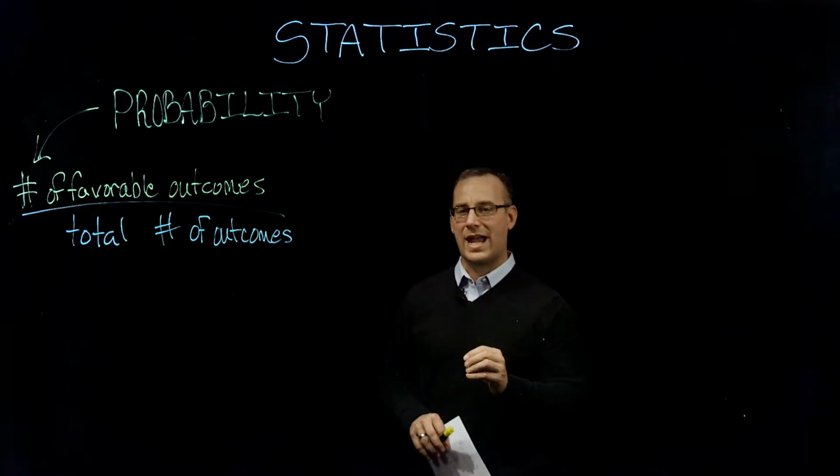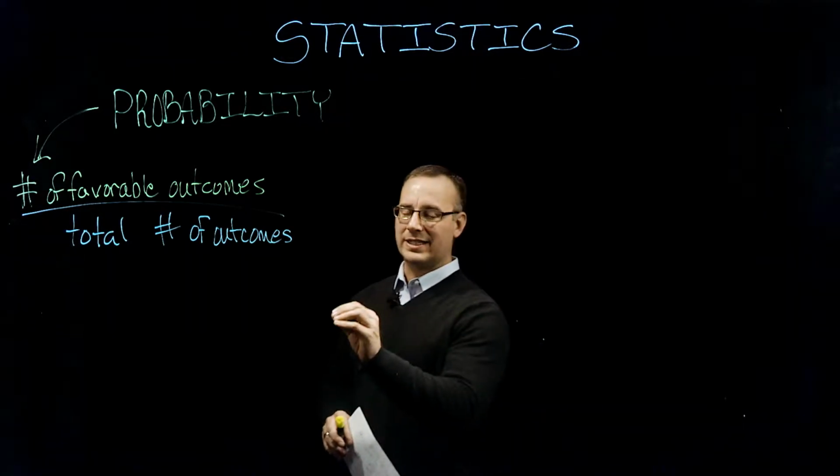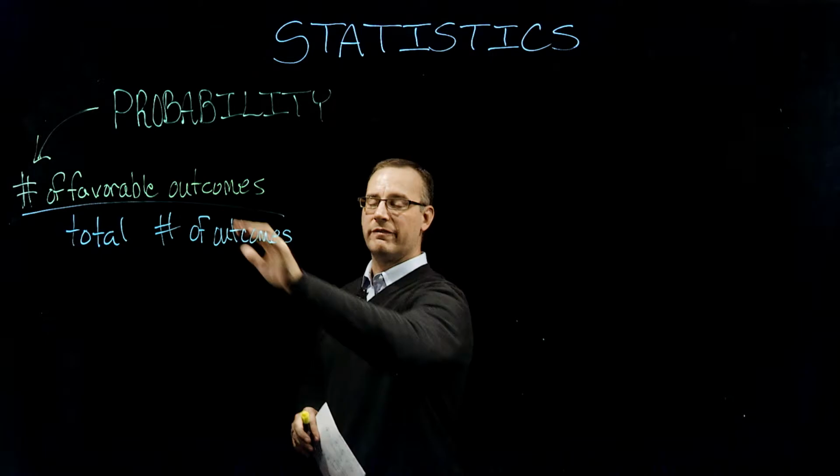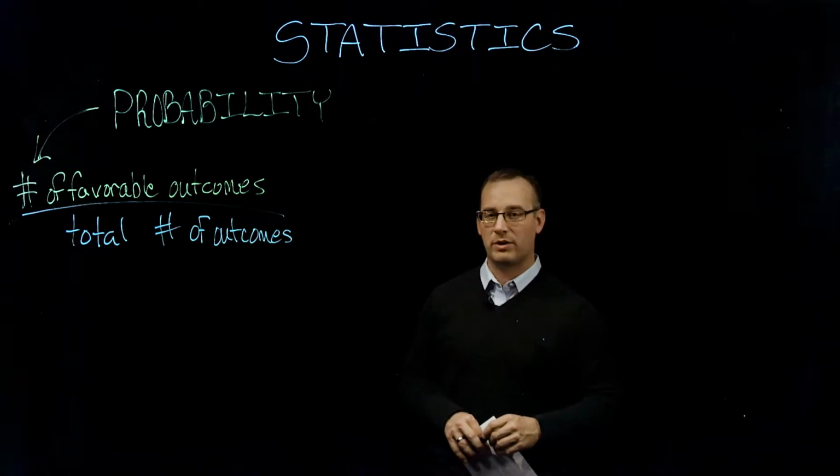When we're given the task of calculating probability, in essence, all we're being asked to do is to calculate the number of favorable outcomes, divided by our total number of outcomes.